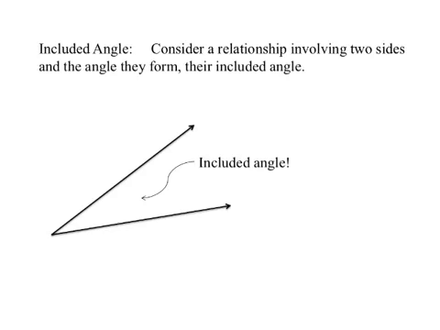Consider a relationship involving two sides and the angle they form, their included angle. So we have side, side, and the included angle. Okay, it's the angle in between the two sides. Don't forget that, we need it.